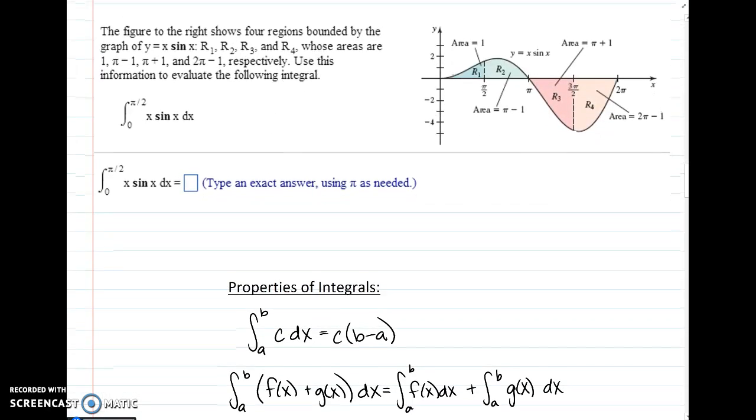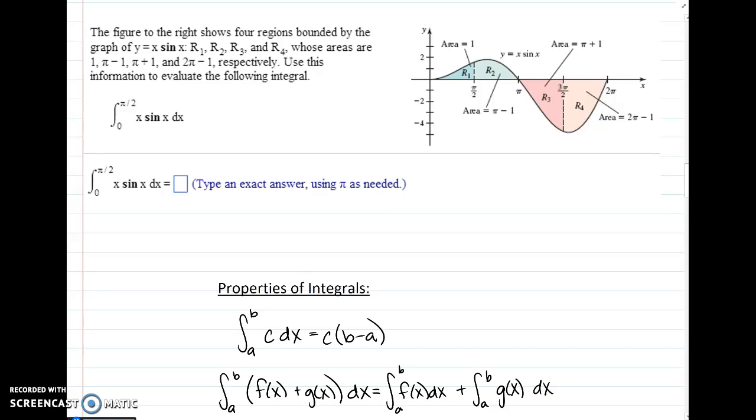But here we go. The figure to the right shows 4 regions. R1 and R2 and R3 and R4 all have positive areas, don't they? But the integral from, let's say, pi to 3 pi over 2 would be negative. And the integral from 3 pi over 2 to 2 pi would also be negative. This is a graph of x times sine of x. We want the integral from 0 to pi over 2, sine of x dx, which is easy peasy. It looks to me like it's just the area R1, which they tell us is equal to 1.